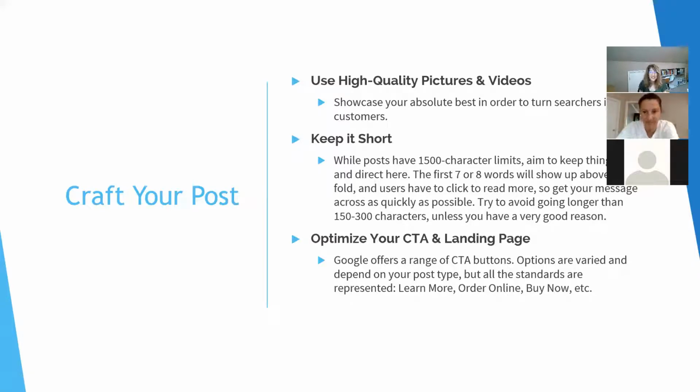Optimize your call to action and your landing page. Depending on the post type that you select, you'll have the option to add a nice clickable call to action button on your post. Even though Google doesn't let you create custom calls to action, they do give you several options to choose from. So once your post is ready for publishing, the next step you need to take is to make sure that the landing page is optimized for viewers. That's where you're going to be sending your traffic.